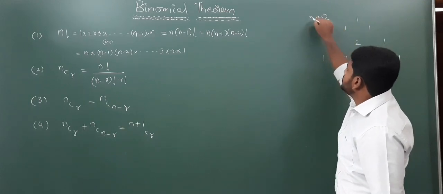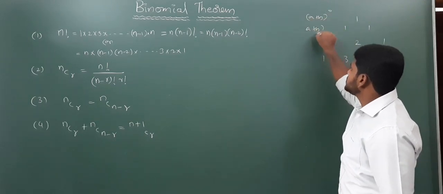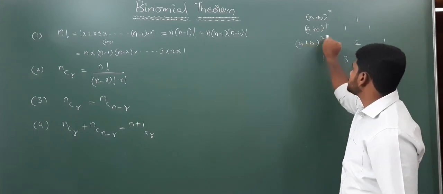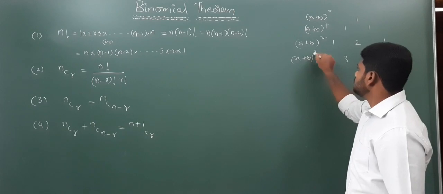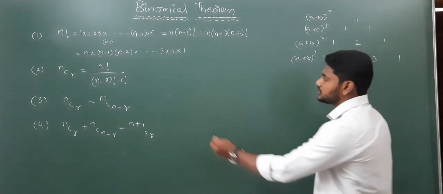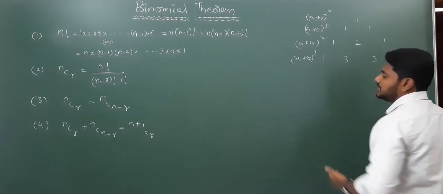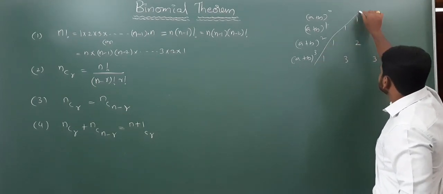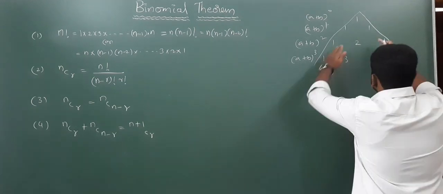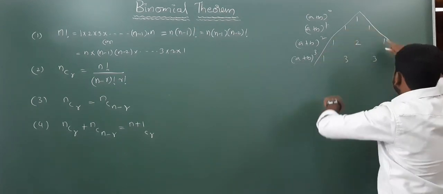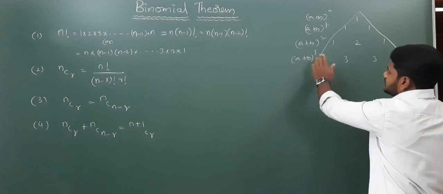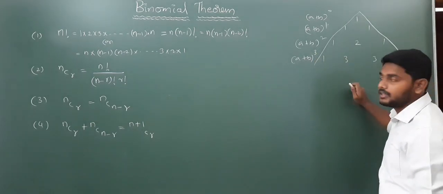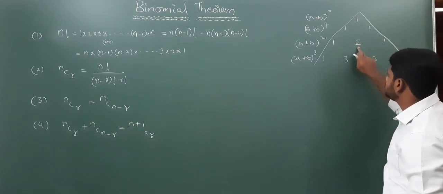If it is a plus b whole power 0, this is a plus b whole power 1, this is a plus b whole square, this is a plus b whole cube. Now see, what do you mean by that nCr when we will use it in these expansions? By using this Pascal's triangle, if you observe this, these are 1, 1, 1 and 1, 1, 1. For any expansion, first and last term coefficients are equal to 1 and 1. Next, this is 2, right?